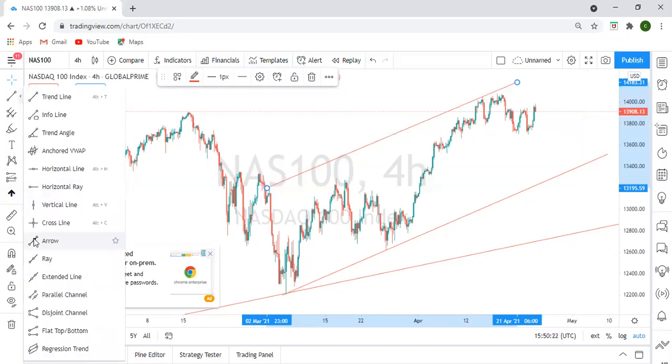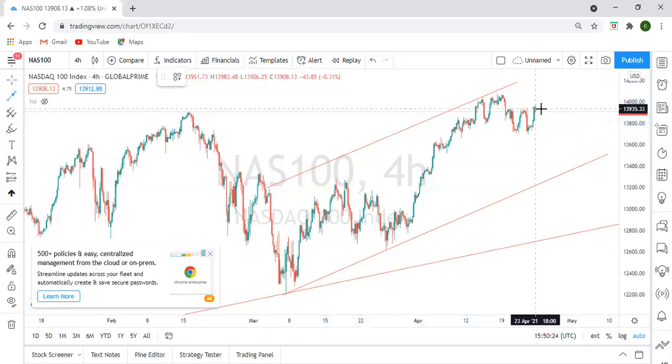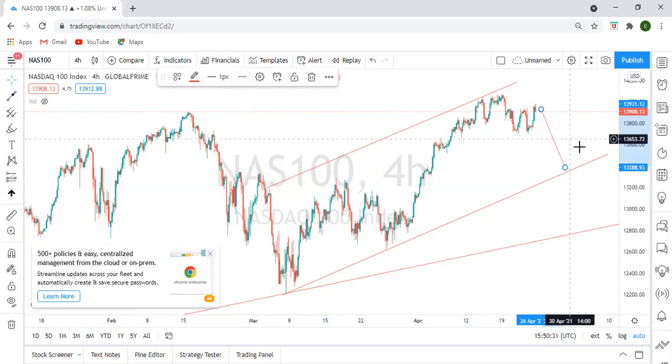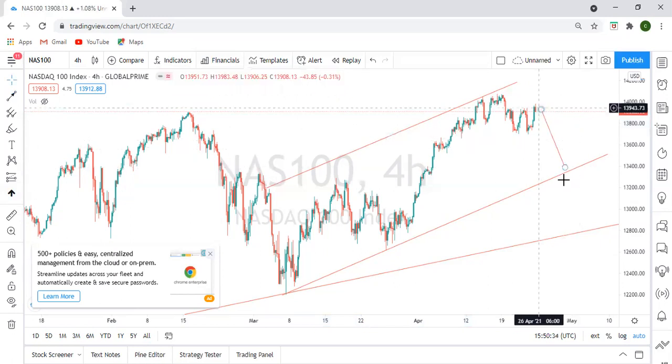So you want to think in terms of probabilities, and we like to focus on what can happen and what cannot happen. What can happen, 90% route, it says Nasdaq can come to this zone. So don't miss this trade. 90% it says Nasdaq can come to this lower trend line.